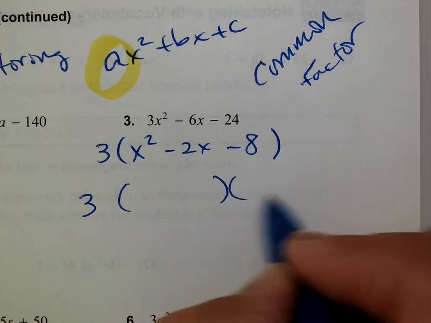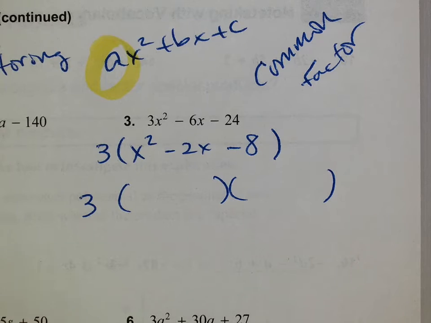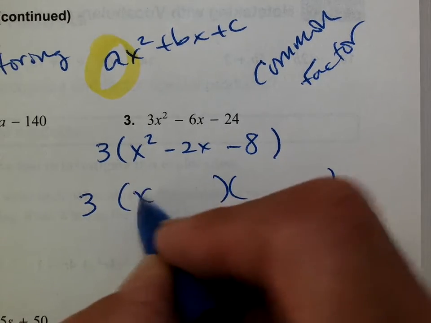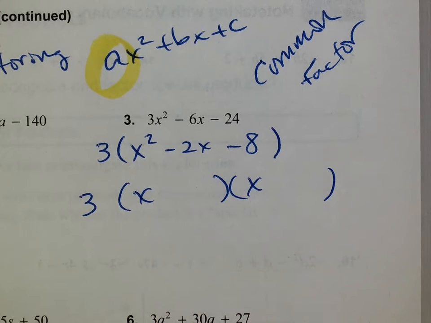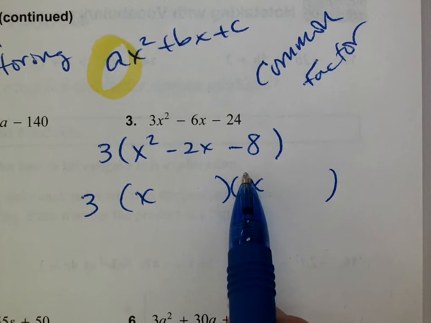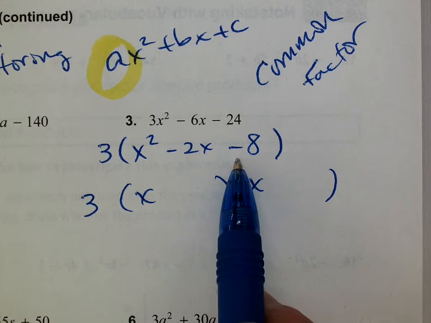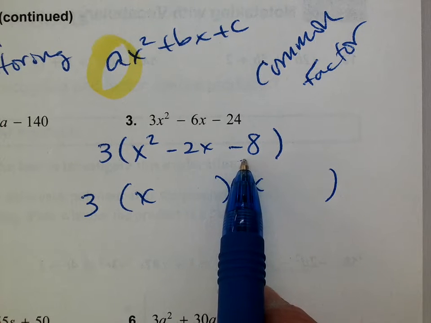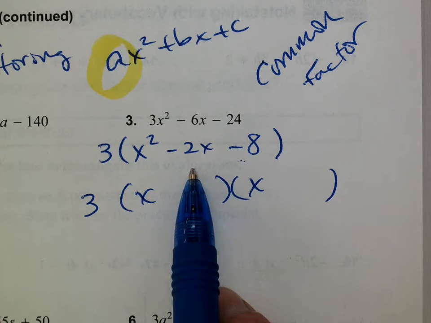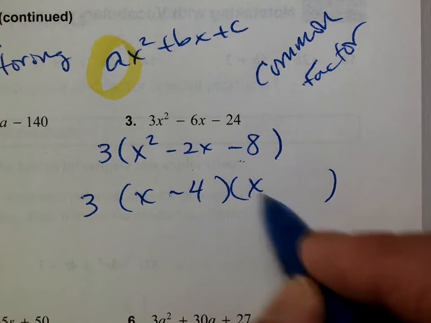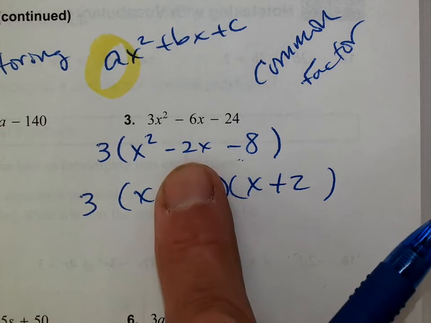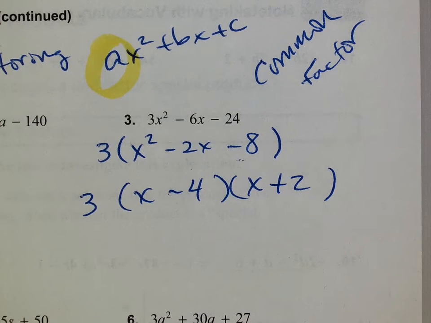And now I'm going to factor what's inside again. Parentheses, parentheses. The only way I'm going to make an x squared, well, that's easy. x times x, right? Now, what times what? That's a negative, so you know the answer's got to be a positive and a negative. So what times what makes a negative 8? 2 and 4, but let's use a negative 4 and a positive 2 because together they'll make the negative 2 middle term. Does that make sense?